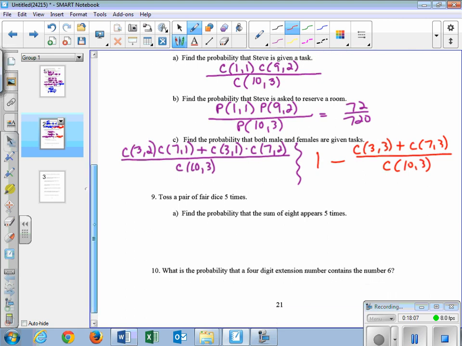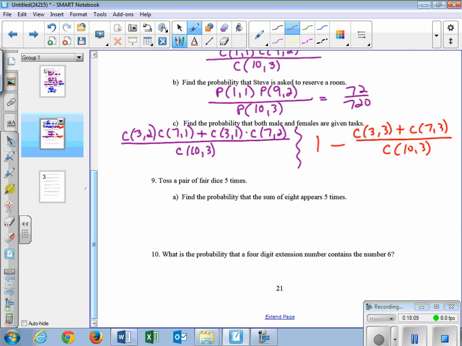Okay, number 9. Toss a pair of fair dice 5 times. So then it asks, find the probability that the sum of 8 appears 5 times. Well, first of all, I need to think about all the different ways I can get a sum of 8. Maybe I shouldn't say sum is equal to 8. I should say sum of 8.